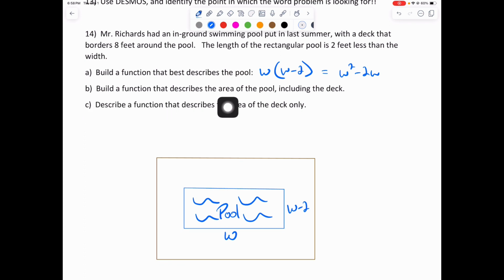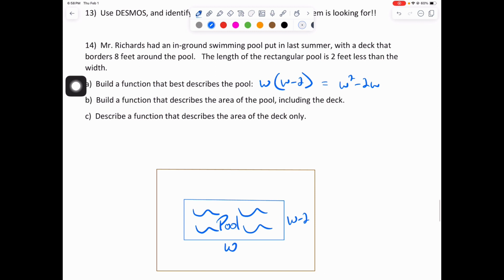Build a function that describes the area of the pool and the deck. Well, let me tell us something about the area of this deck around the pool that borders. It's 8 feet all the way around. So I'm just going to highlight that. This 8 right here goes here, it goes here, it goes here, and it goes there.